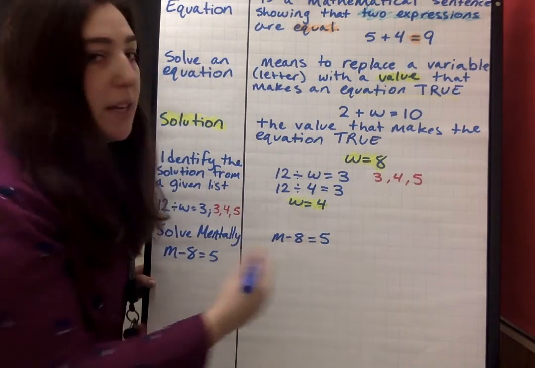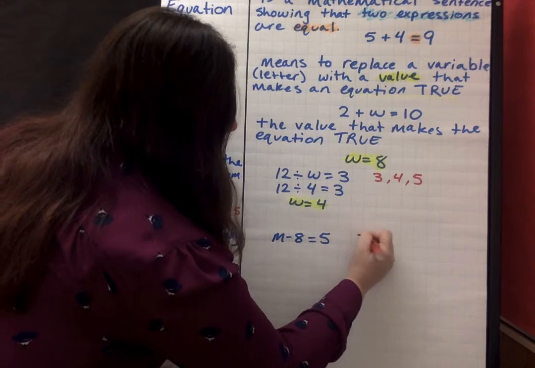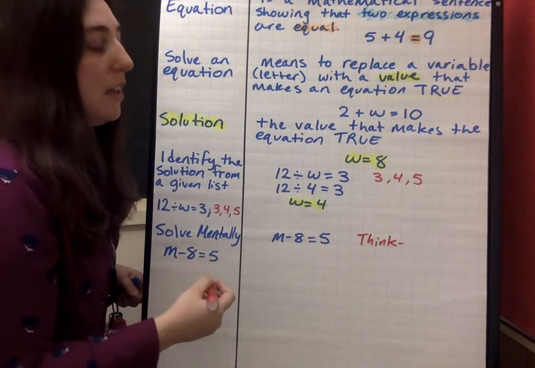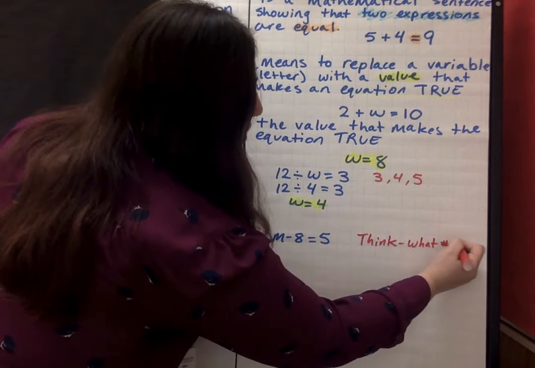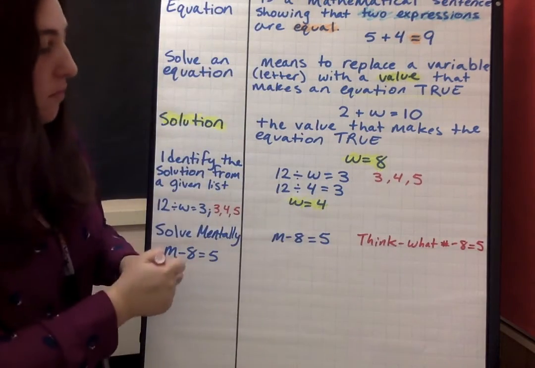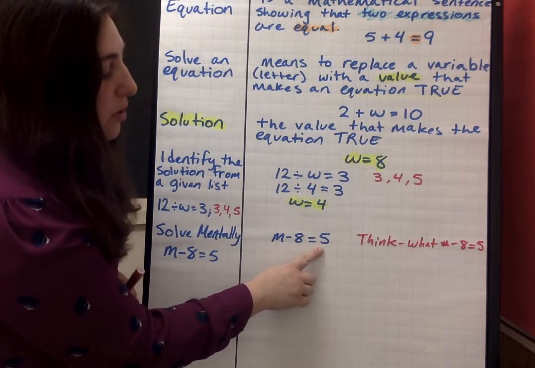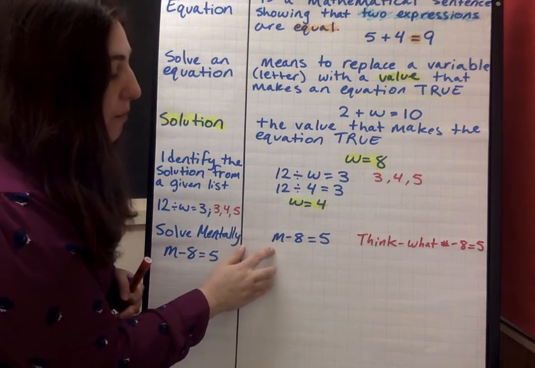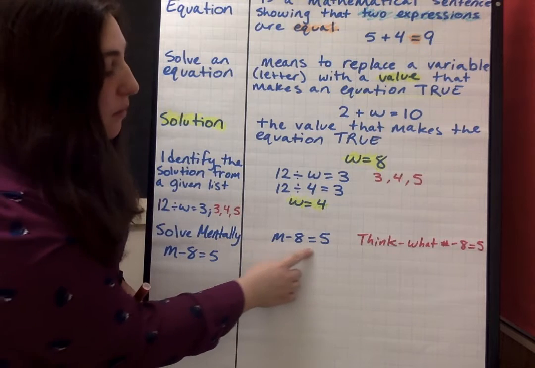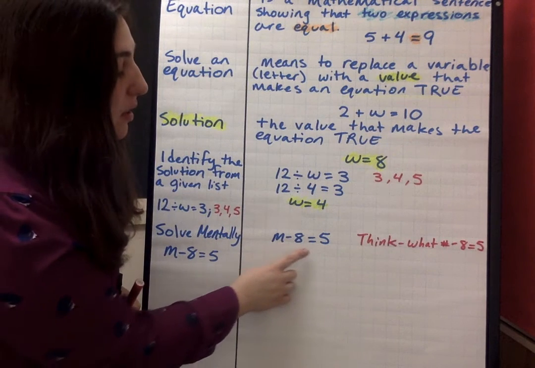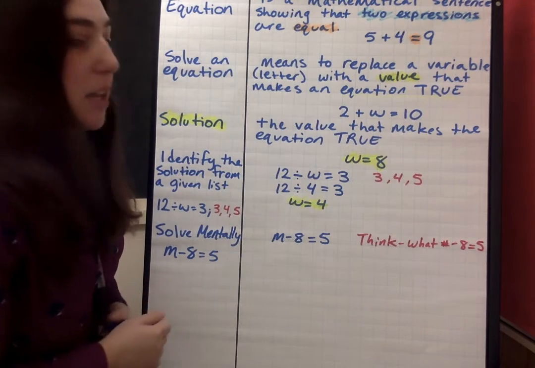So over here I'm going to write down what our process is going to be. Our process is going to be to think: what number minus 8 equals 5? If you look at this real quick, on this side of the equation it's a positive number. So we know that m is probably going to be larger than 8, since it's m minus 8. If this was a smaller number, we would probably have a negative on this side. But since this is a positive number, that tells us m is most likely going to be a larger number than 8. That's just thinking about it logically.